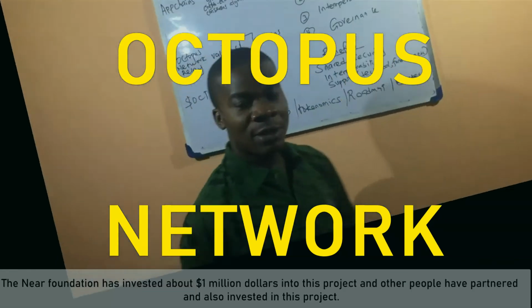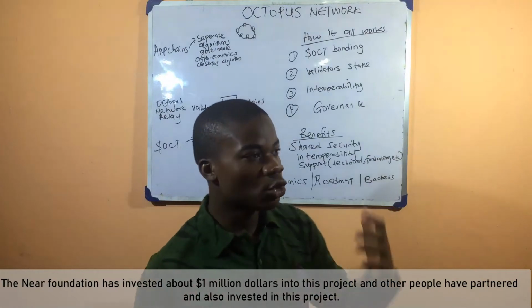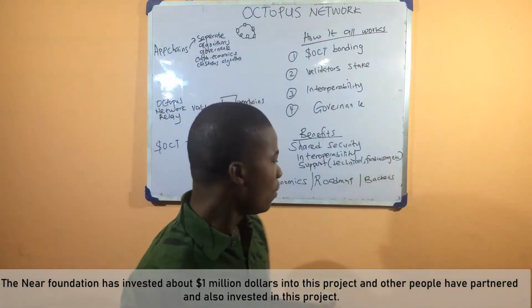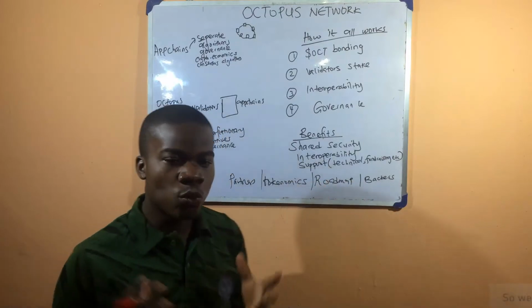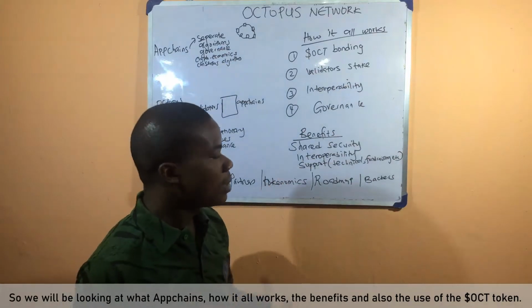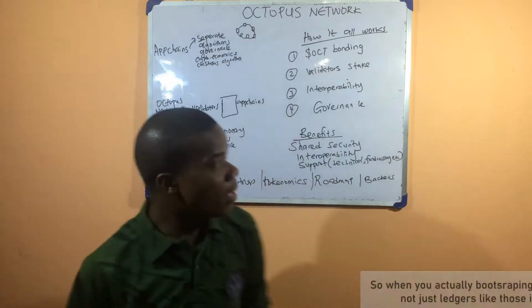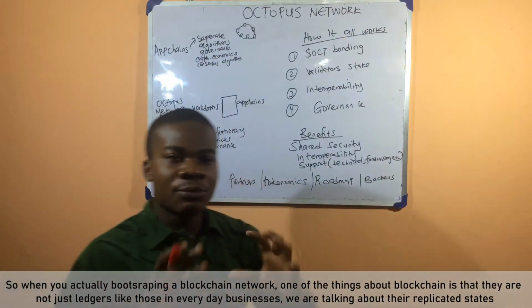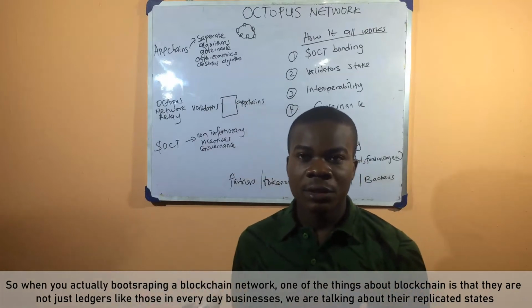Okay, so today we're talking about the Octopus Network. The main foundation has invested $1 million into this project, and other people have partnered and also invested with this project. So we'll be looking at what Appchains are, how it all works, the benefits, and also the use of the token.